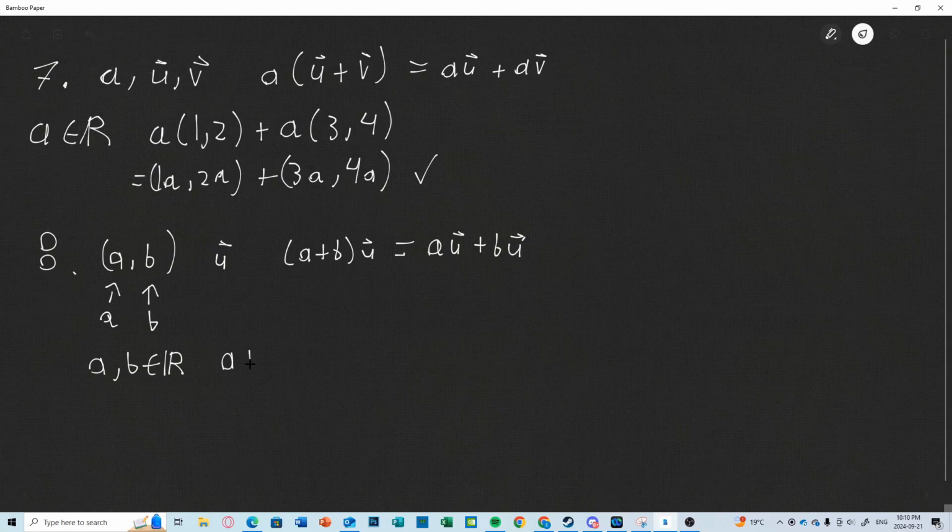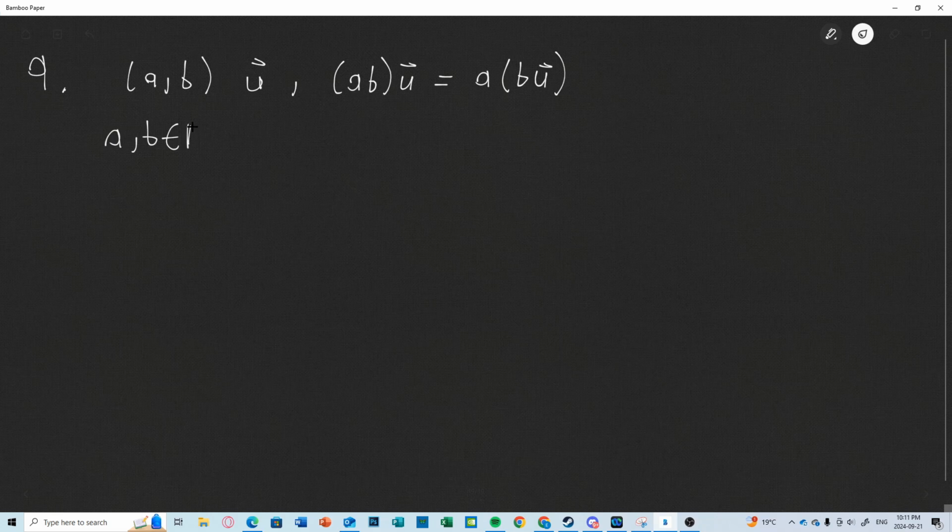We know that A plus B is going to be a real number, and we know that U is a real number, which means that a real number multiplied by another real number gives us a real number. So that means that this AU plus BU is also going to be a real number, meaning it fits our vector space and it fits our axiom. And the axiom is satisfied.